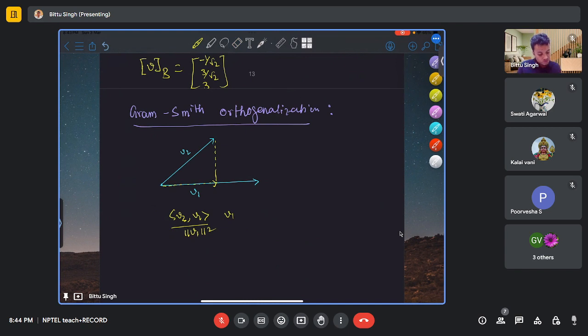Now if we subtract this projection from v2, then by the vector addition rule, this will give this vector. This red vector is given by this. So this is the main idea for Gram-Schmidt orthogonalization.